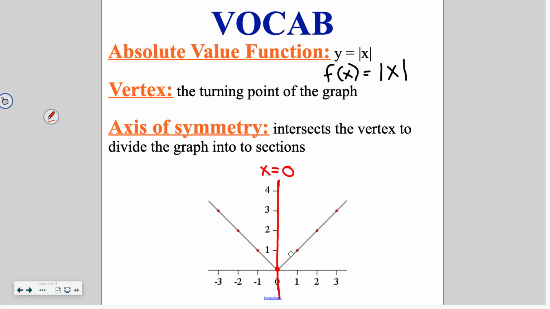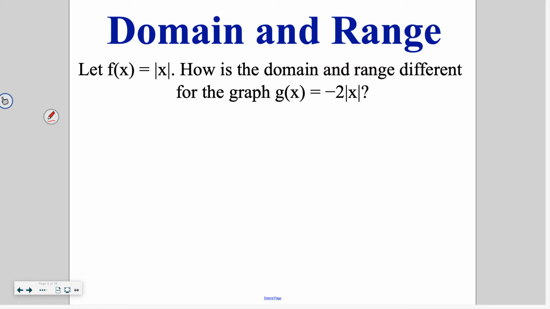So this is what we have for our absolute value function. Again, this is the general graph that would match this initial equation, f of x is equal to the absolute value of x. So, obviously that's not that fun if we're only looking at one equation, so let's talk about what happens if it changes. So we've got our original function, the absolute value of x. How is the domain and range different for the graph of negative 2 times the absolute value of x?